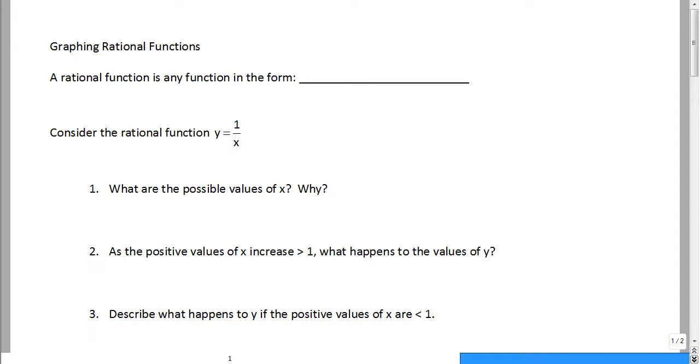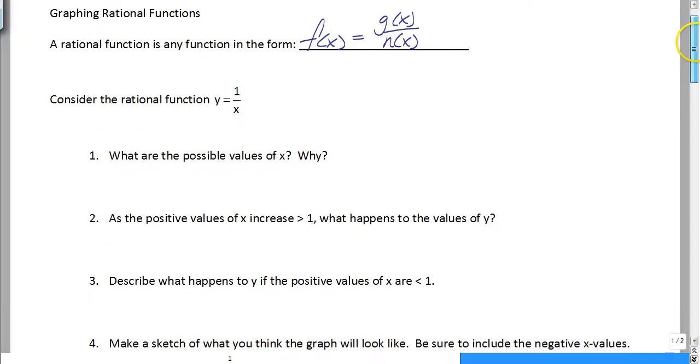Alright, here goes a video on graphing rational functions. Now rational functions, they're functions in the form of maybe f of x is equal to g of x over h of x. We'll just make that up. Where g and h are both different functions, and we're going to divide those functions. Okay? So we're going to just consider what the rational function y is equal to 1 over x.